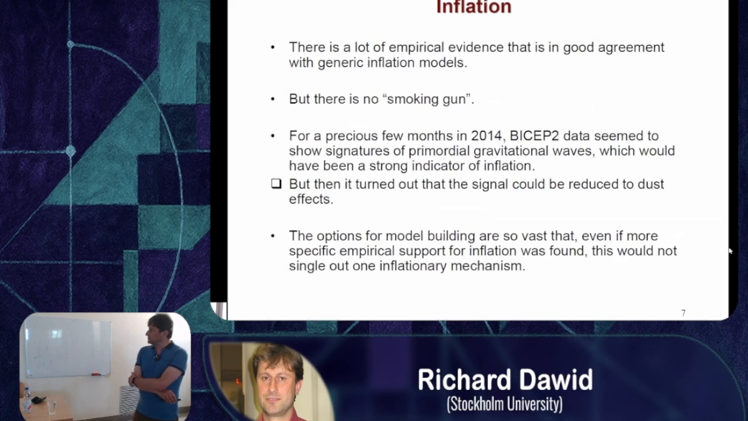If we look at the context of inflation, there is a lot of empirical evidence that is in good agreement with generic inflation models, as we have also discussed. But there is no smoking gun. There was a short period of time, a few months in 2014, when exponents of inflation had high hopes that that was actually happening. That was when BICEP2 data seemed to show signatures of primordial gravitational waves, which would have been a strong indicator of inflation. So what this episode shows is that it's not out of the question at all that this might happen in principle.